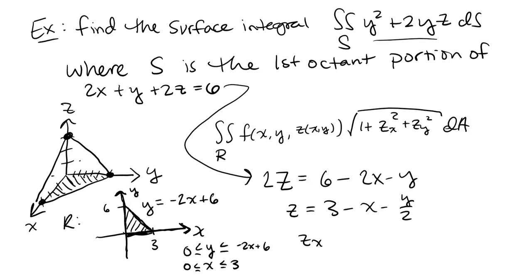So we'll need its two partial derivatives, z sub x and z sub y. The partial derivative with respect to x is just negative 1. The other parts all go to 0. And then for z sub y, we get negative 1/2.